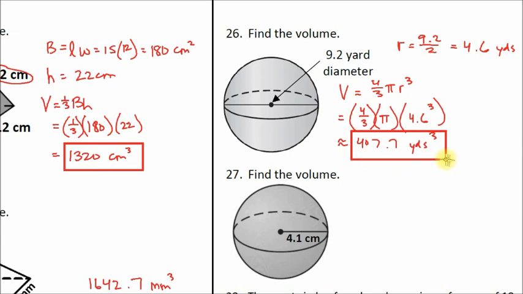Number 1 mistake on a sphere is to do radius squared instead of cubed. Number 2 mistake on a sphere is to forget pi. Number 3 mistake on a sphere is to write 3/4 instead of 4/3. So try to get those things correct to get a correct answer. Do number 27 on your own.